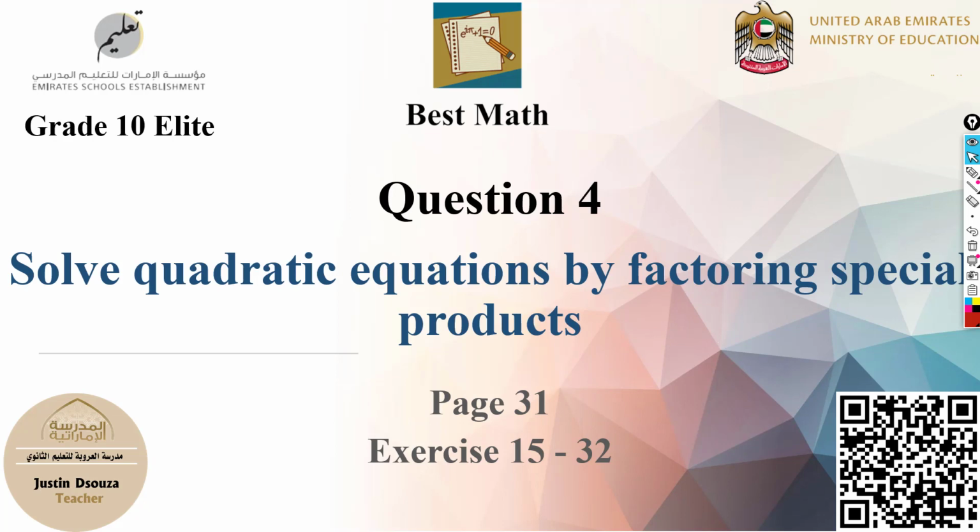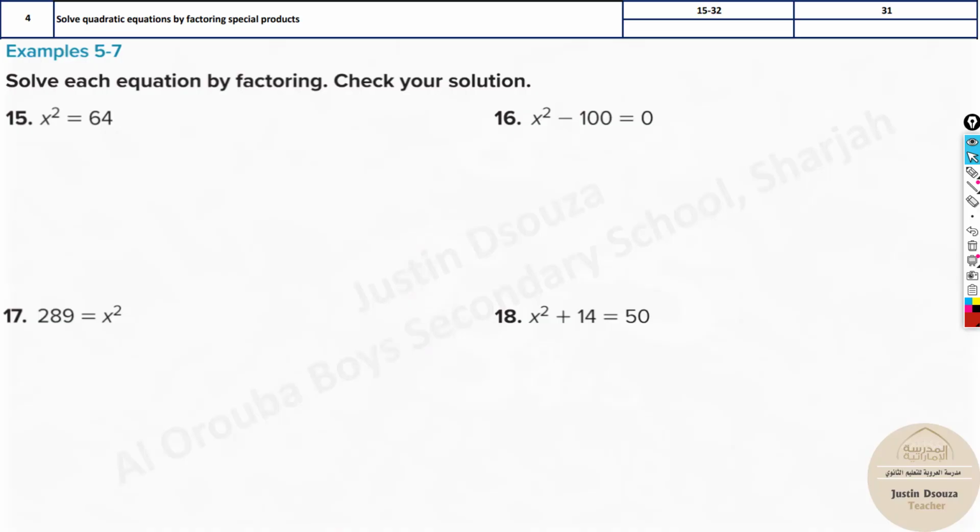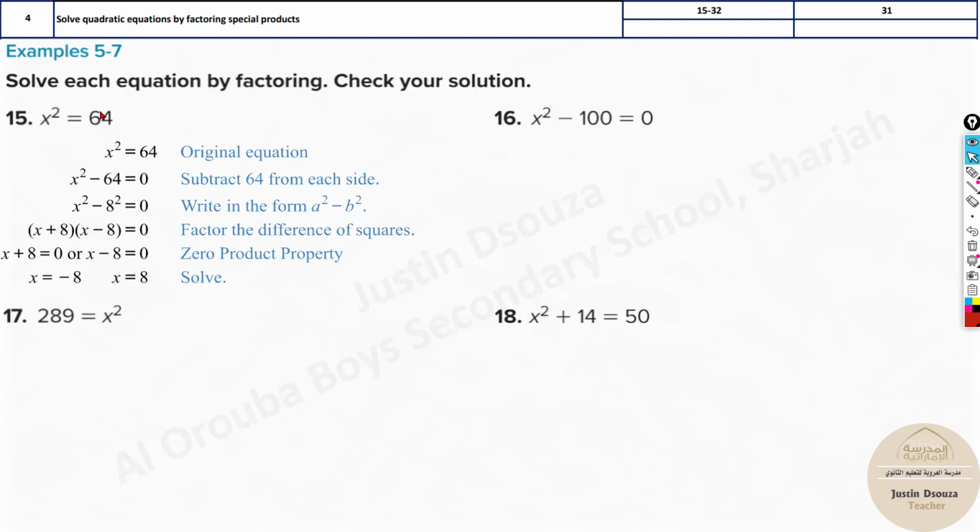The question number 4 is to solve quadratic equations by factoring special products. Now this method really doesn't matter here. See, the special products method, basically what it is, these are squared. You can see that 64 is basically 8 squared. So what you do is write 64 in terms of 8. X squared minus 64, you write x squared minus 8 squared.